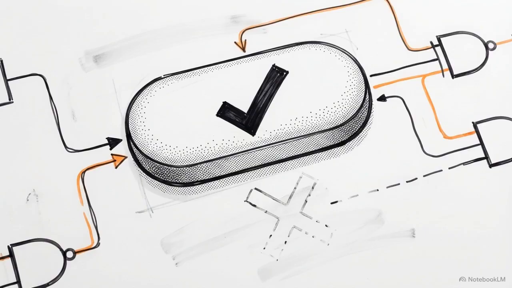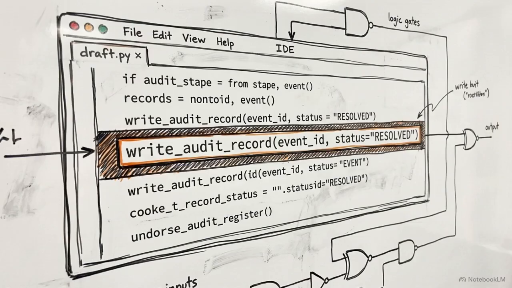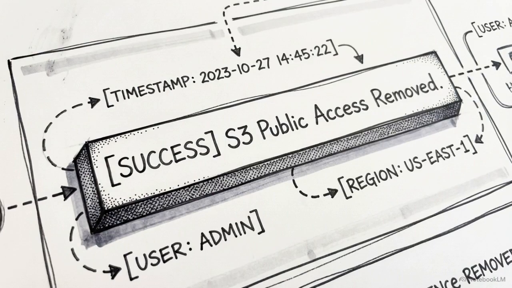But there is one step you cannot skip. You must write your Lambda script so that it explicitly logs this remediation action into CloudWatch. Do not let the system fix the error silently. Auditors require proof that your controls actually work. That CloudWatch log is your time-stamped evidence showing exactly when the violation occurred and exactly when your automation resolved it.